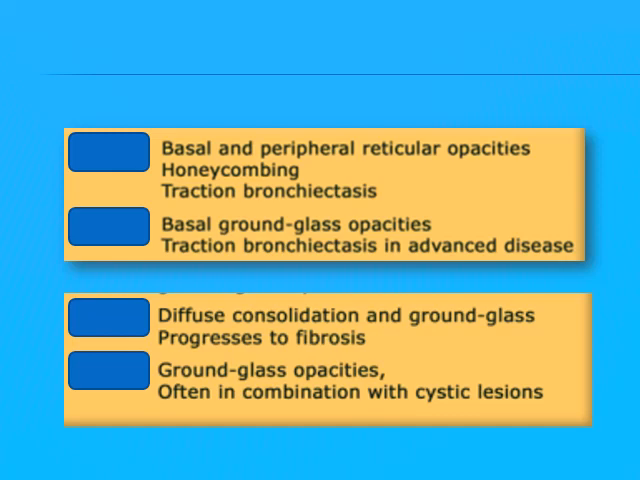If you find basal and peripheral reticular opacities with honeycombing and traction bronchiectasis, UIP pattern of interstitial pneumonias. Basal ground glass opacities, traction bronchiectasis in advanced disease: NSIP. Diffuse consolidation and ground glass that progress to fibrosis: AIP. Ground glass opacities often in combination with cystic lesions, you can think of LIP or Pneumocystis jirovecii pneumonia, depending on whether the patient has Sjogren syndrome or is an AIDS patient.